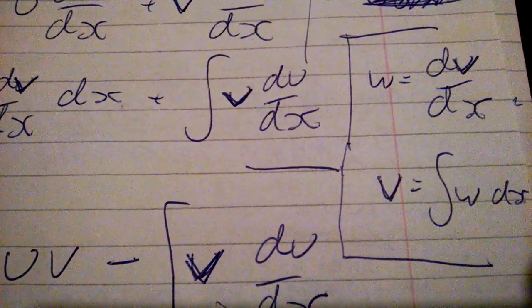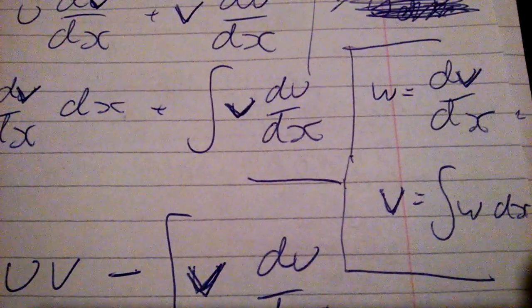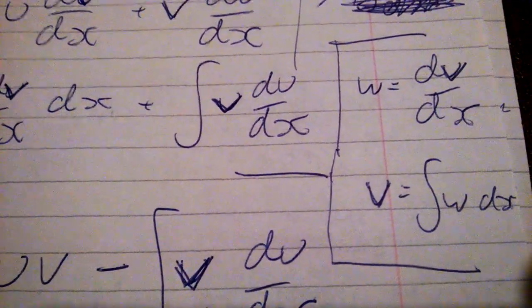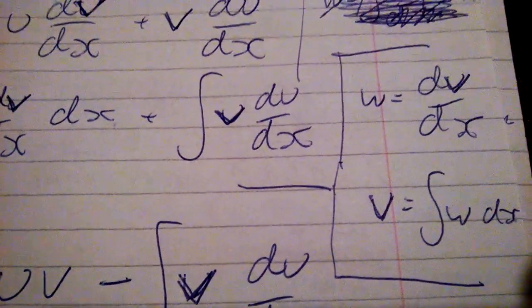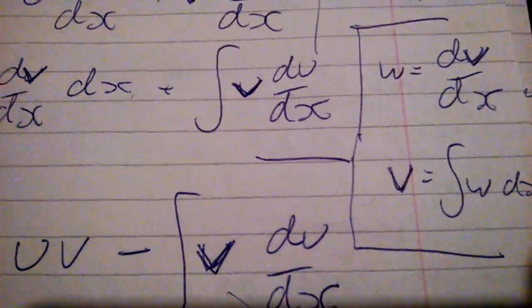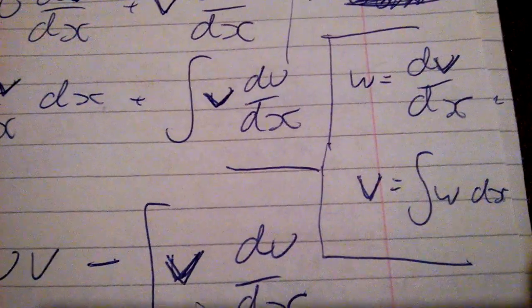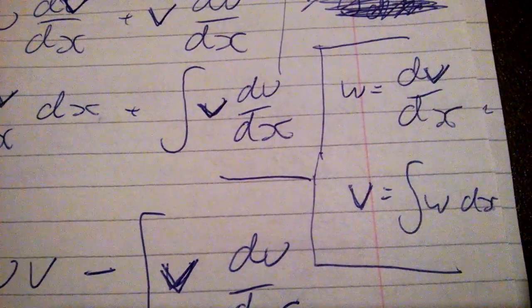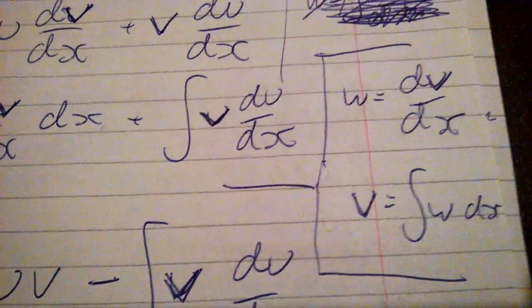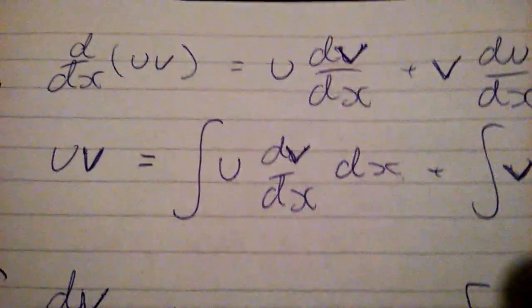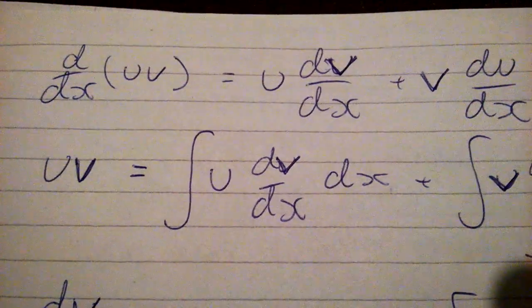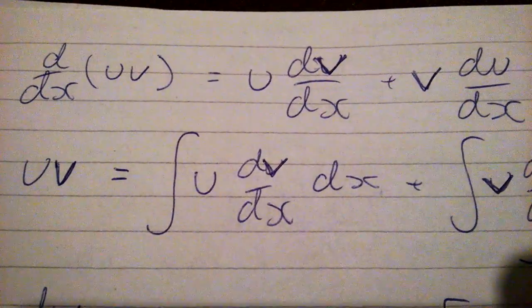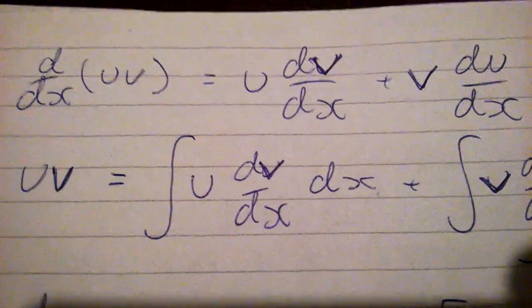Now what we want to do is make a substitution here. We want to say that w is the derivative of v, so w is equal to dv by dx. So v is just the integral of w dx. So with that equation we've got for d by dx of uv, that's u dv by dx plus v du by dx.